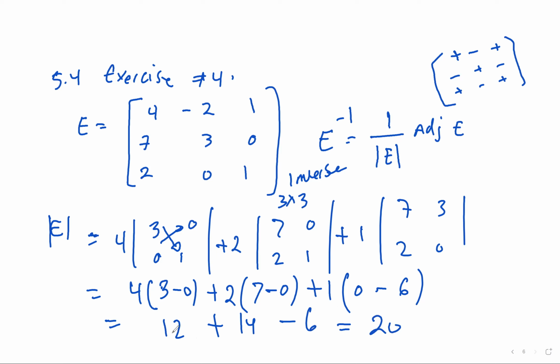Again, so it's 12 times 14 minus 6, yeah, it's 20. So we found that the determinant of matrix E is equal to 20. So now we did this part. So that's the first step, that you determine the determinant of the 3 by 3 matrix.